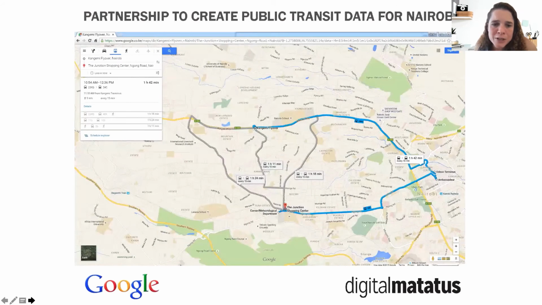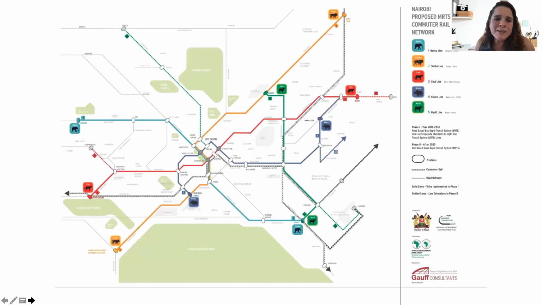Google made it the first map that uses informal transit system routing. So if you're in Nairobi, you can route yourself. And even the World Bank used our visualization to advocate for bus rapid transit systems.